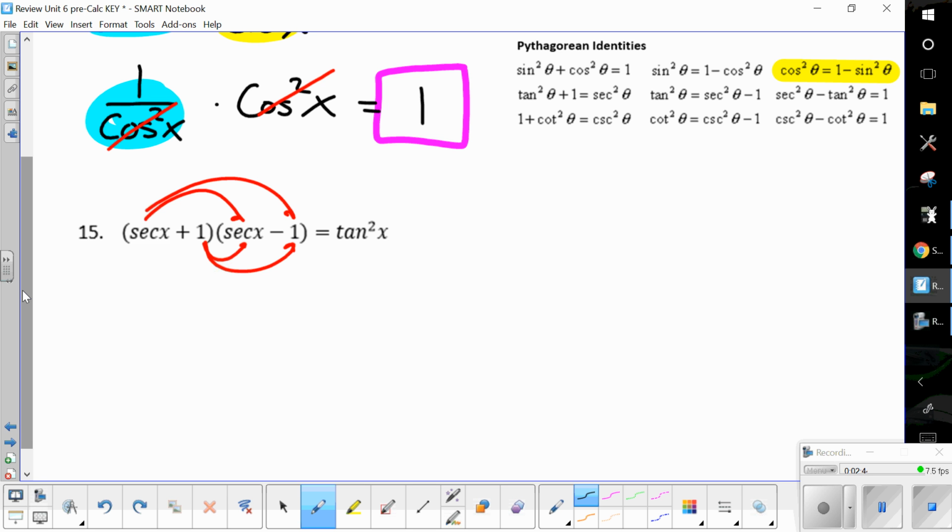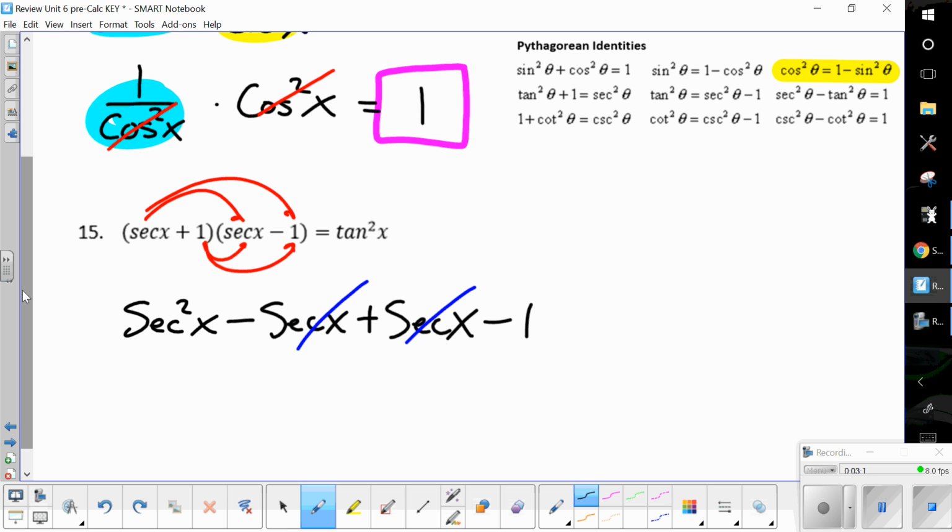Okay, if I were to distribute, I would get secant squared of x. That's my first terms. You'll notice my outers and my inners are going to cancel each other out. My outers would give me -1 secant of x. My inners would give me +1 secant of x. And then my last terms would give me -1. And you'll notice these are going to go away. So now I have secant squared of x minus 1.